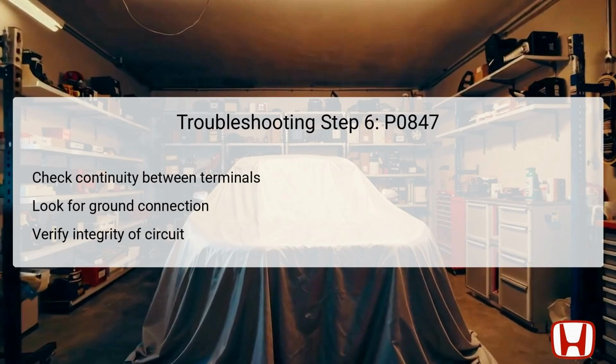The final step in this troubleshooting sequence involves checking for continuity between the specific terminals of the PCM connector B49P and a solid body ground. This testing is essential to confirm whether there is a proper electrical pathway allowing signals to pass through the system seamlessly. Incomplete or broken connections can often lead to erroneous readings, which directly contribute to codes like P0847.